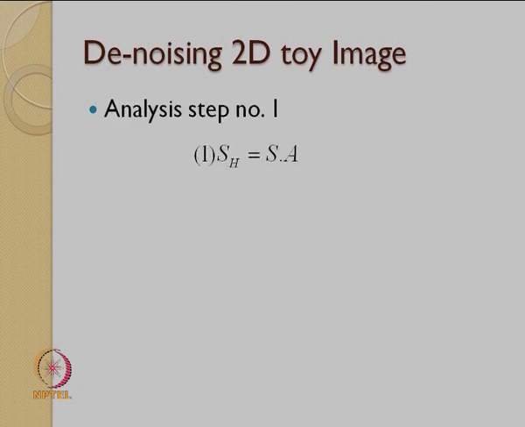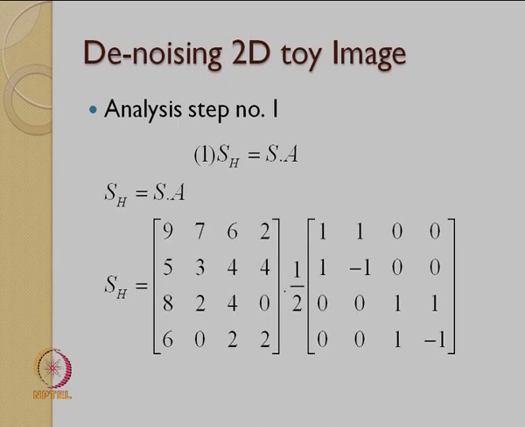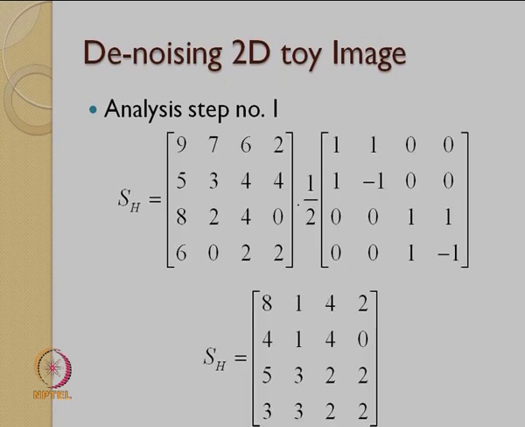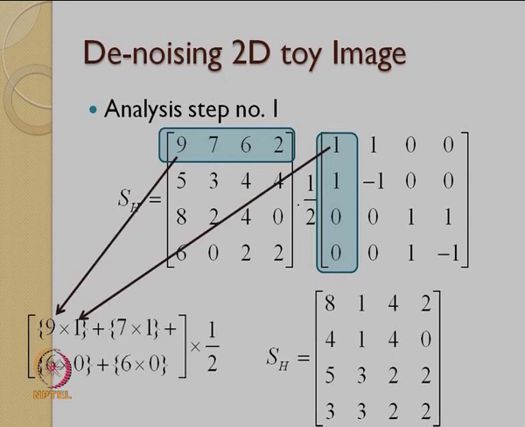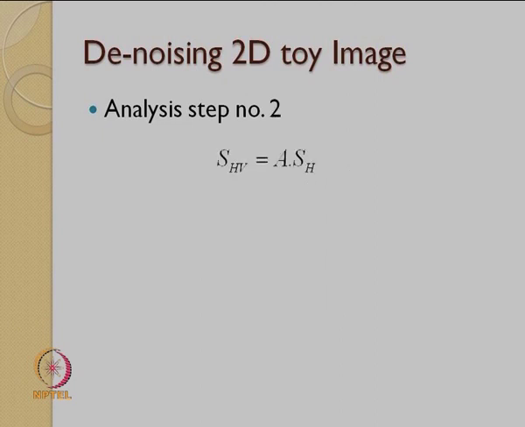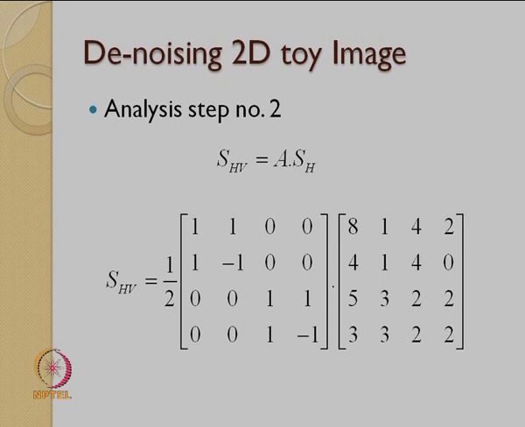And when we calculate S of H, which is equal to S into A, it turns out to be this. Fairly easy to calculate. For example, S into A. So, we are talking about the row and the first column. So, 9 plus 7, because 9 into 1 plus 7 into 1, that is 16 divided by 2. So, that gave us the first element to be 8. So, that is how we calculated this. And then, in order to find out S of HV, we have to do A into S of H. And this essentially gives us this matrix.